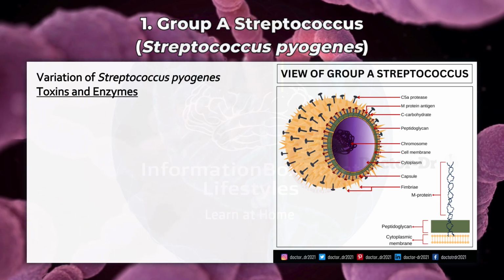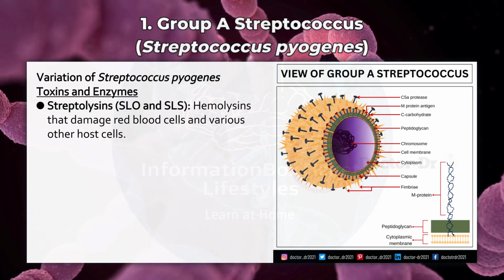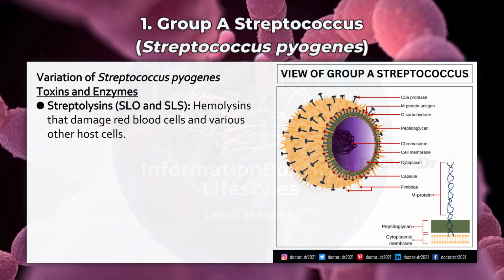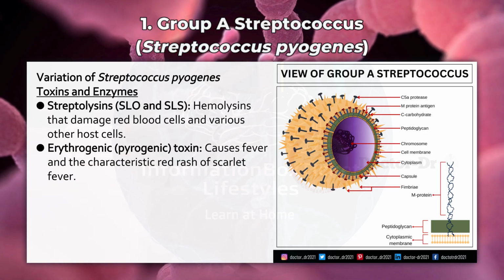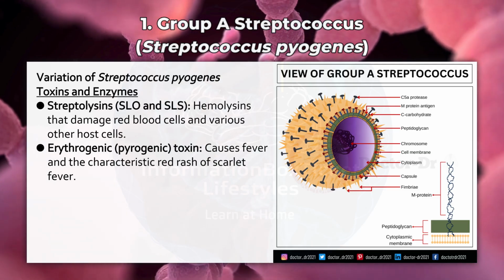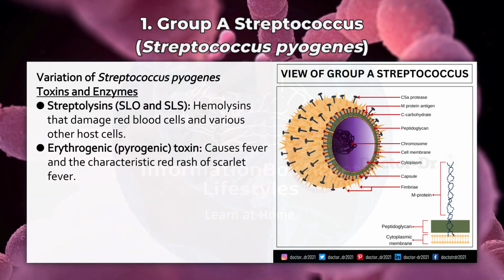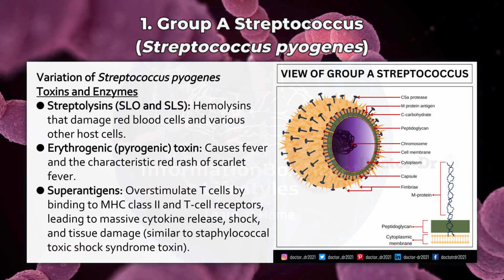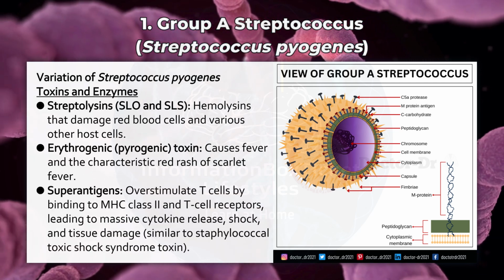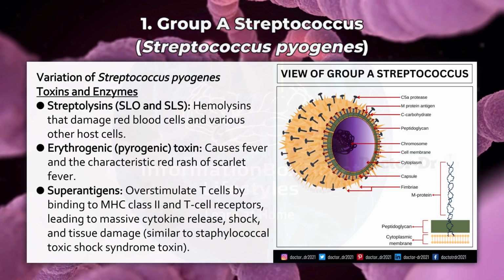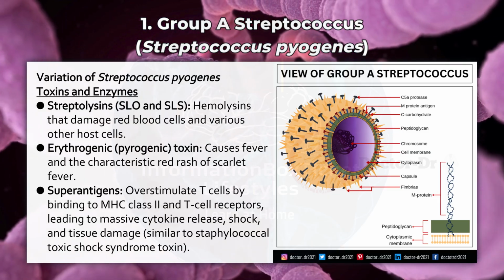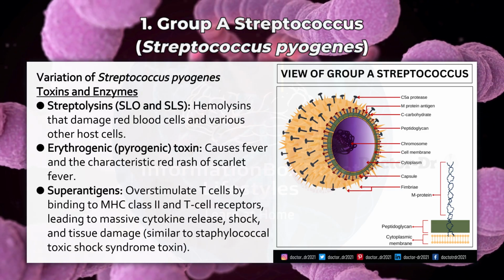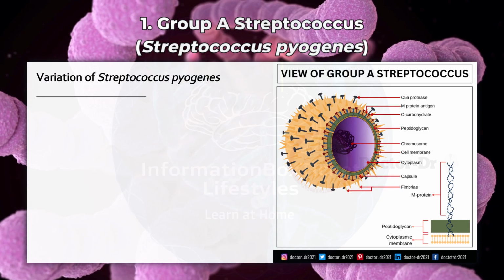Toxins and enzymes. Streptolysins, SLO and SLS, are hemolysins that damage red blood cells and various other host cells. Erythrogenic pyrogenic toxin causes fever and the characteristic red rash of scarlet fever. Superantigens overstimulate T cells by binding to MHC class II and T cell receptors, leading to massive cytokine release, shock, and tissue damage, similar to staphylococcal toxic shock syndrome toxin.